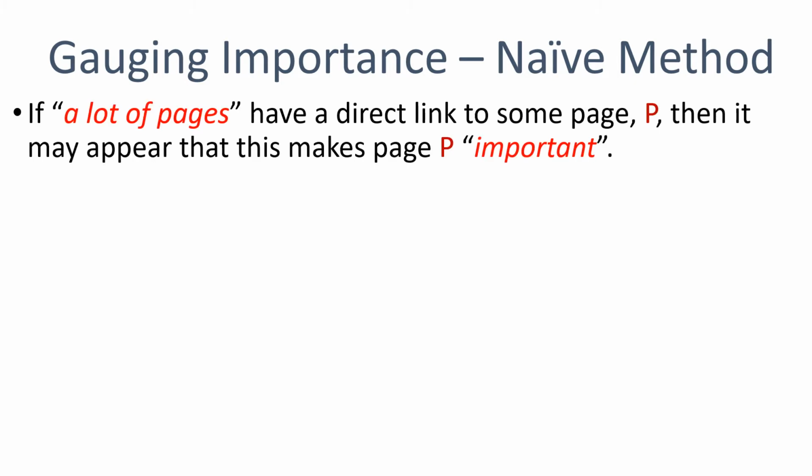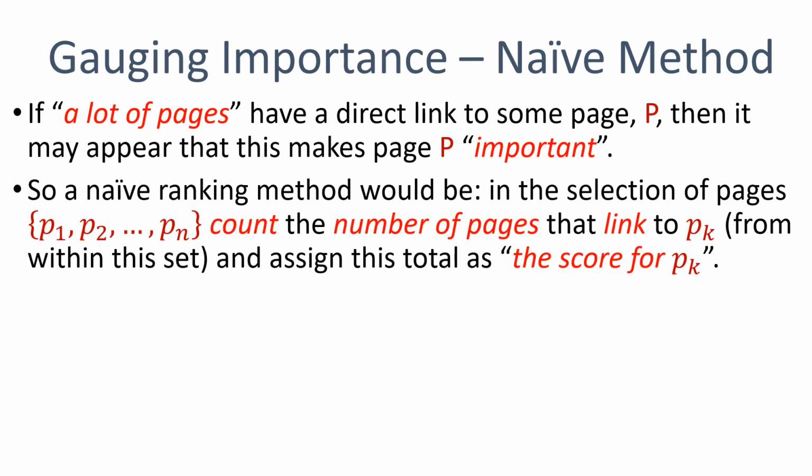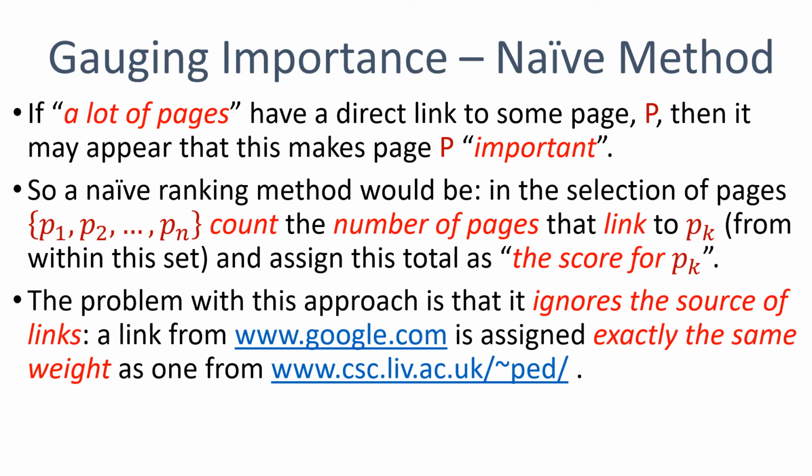Now, how do we gauge the importance of a page? Well, we might think that if a given web page is pointed to by a lot of other web pages, that fact makes the page important. There's a problem with it though. We have a naive ranking method which simply assigns a score based on the total number of links to the given page. The problem with that method is it doesn't distinguish between the sources of those links.